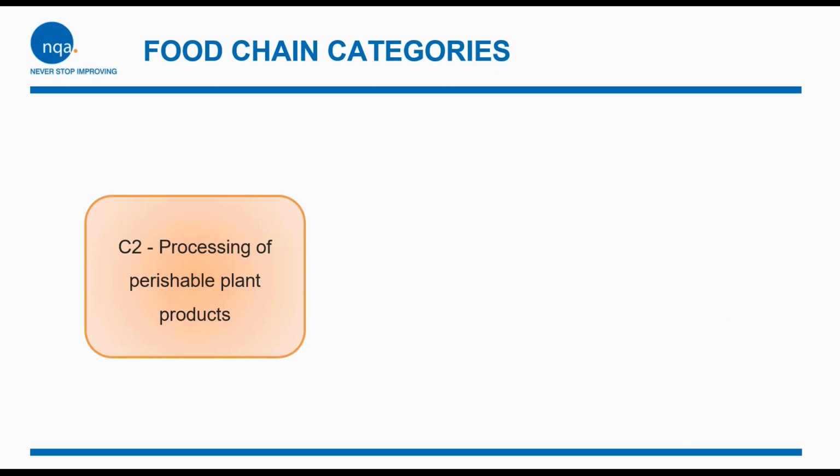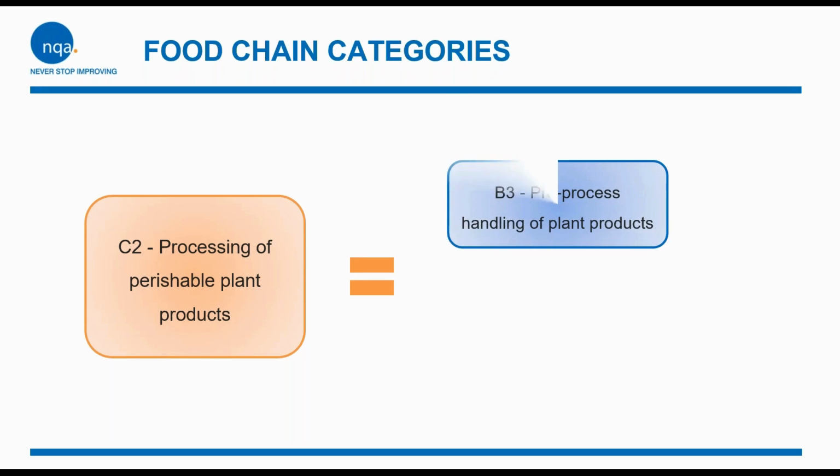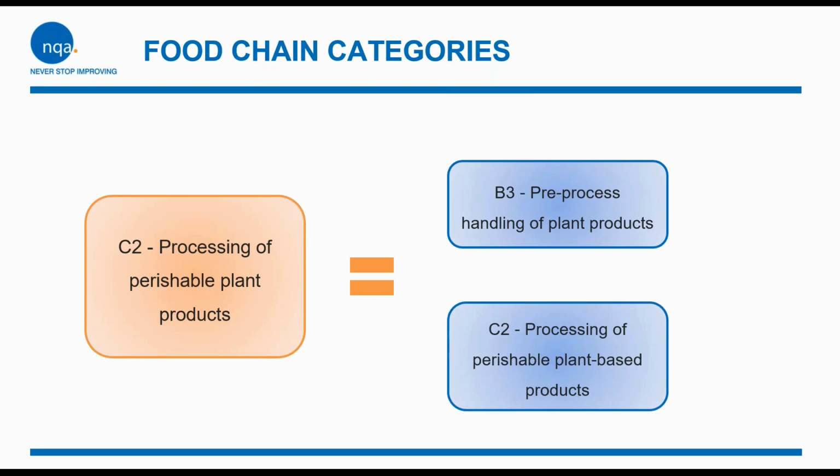Category C2, processing of perishable plant products, has now been split into B3, which is the pre-process handling of plant products, and C2, processing of perishable plant-based products. So B3 is going to include the harvesting of various crops and also the processing of fruits and vegetables which do not change.